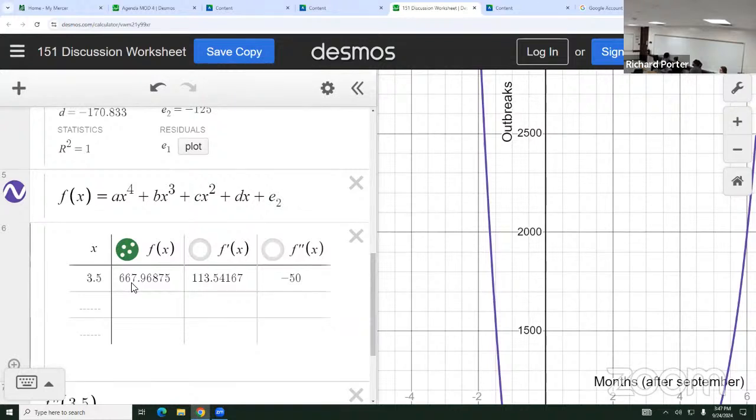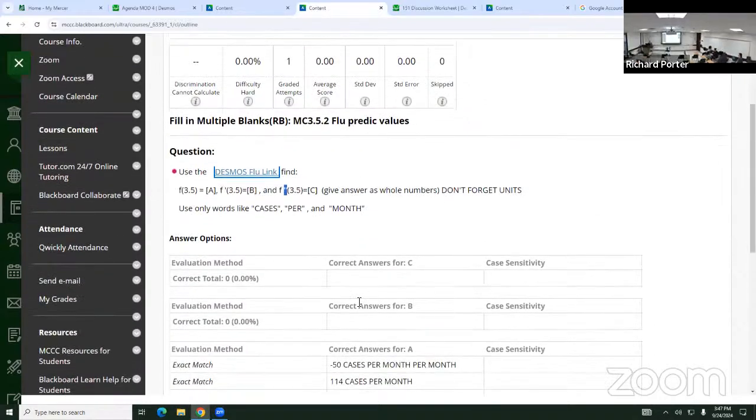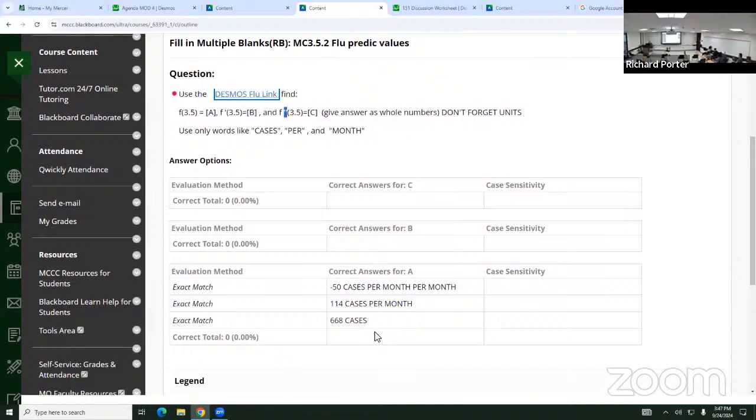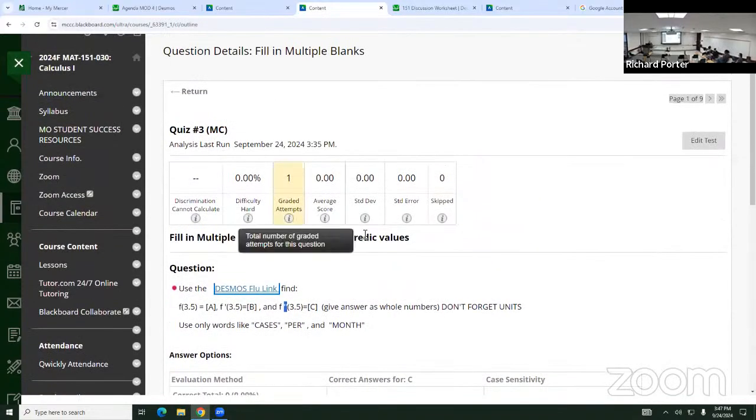668 cases, 113 or 114 what? Cases per month. And then it would be minus 50 what? Cases per month. Yep. And that's the answers that are here: minus 50, 114, and 668. Okay. Any questions on that? Oh, looks like only one person had that problem, and they didn't get it.